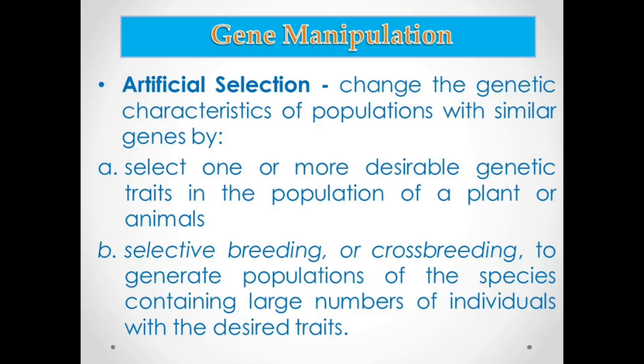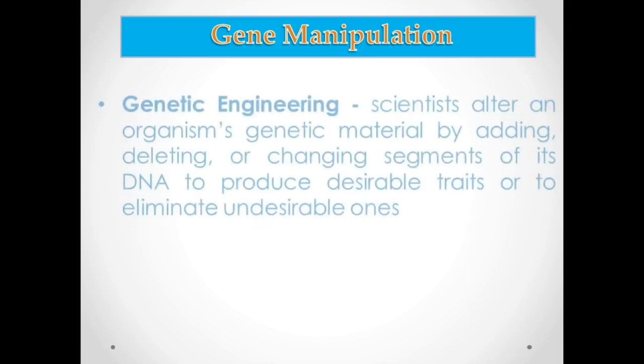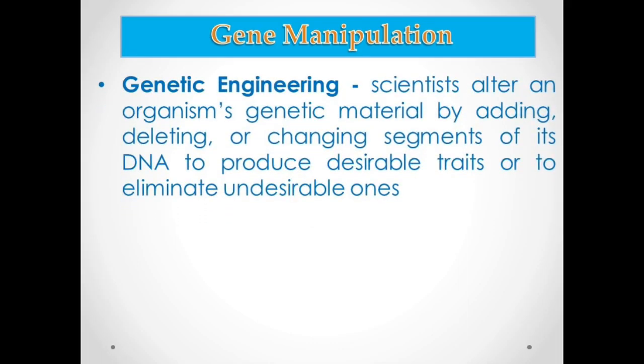Okay, so another way is that scientists can now use genetic engineering to speed up the ability to manipulate genes. In this process, scientists can alter an organism's genetic material by adding, deleting, or changing segments of its DNA to produce desirable traits or to eliminate undesirable ones, okay?